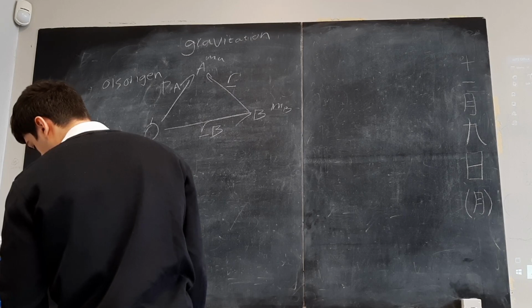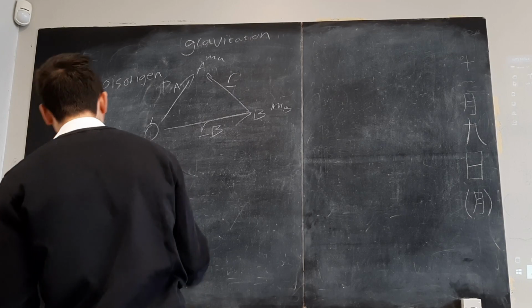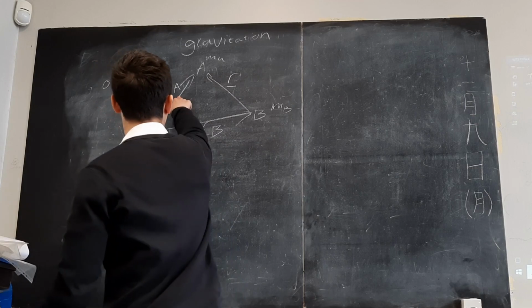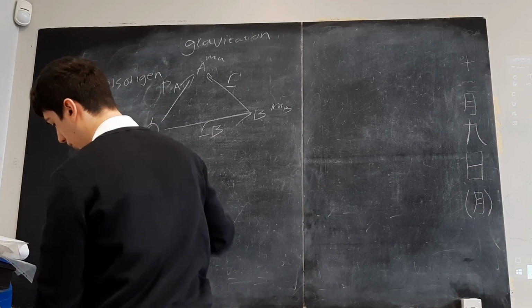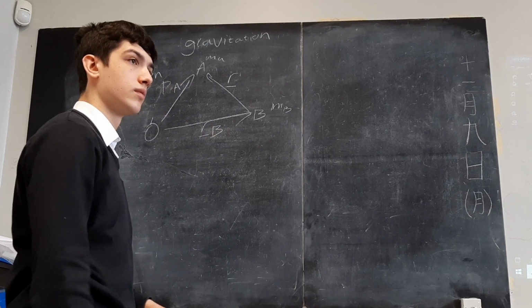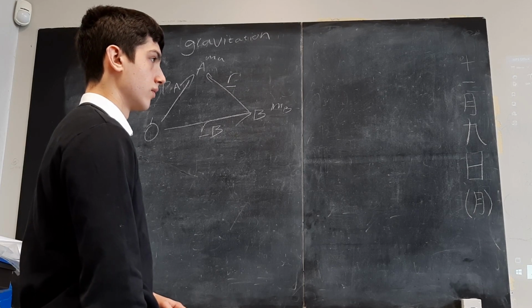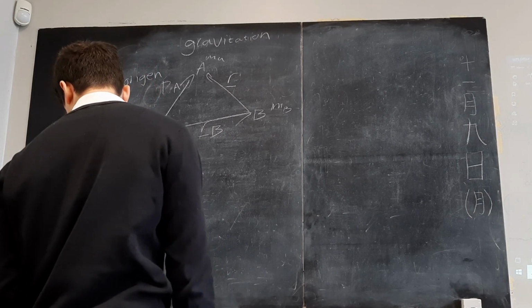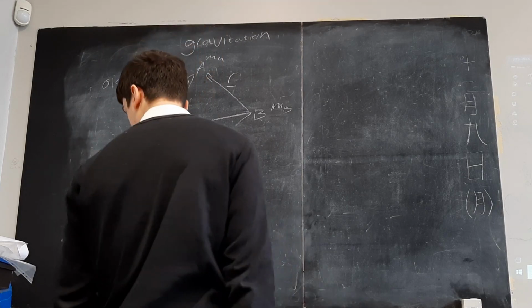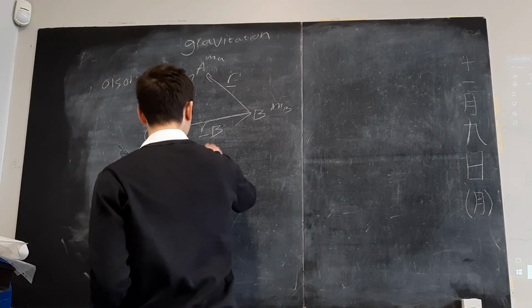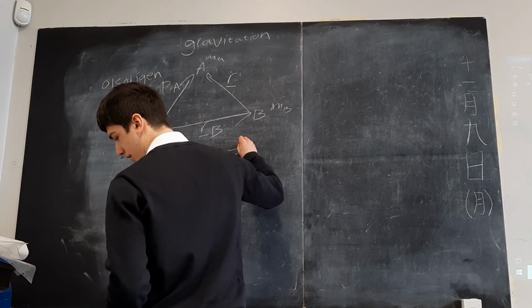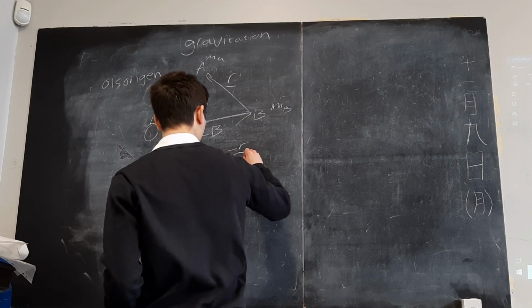These have position vectors R_B and R_A. That's the unit vector, e_R equals R over the magnitude of R.